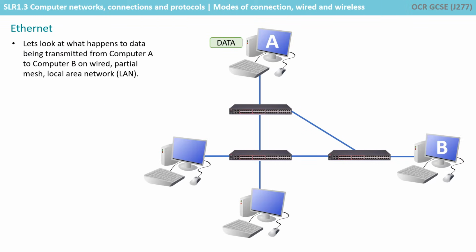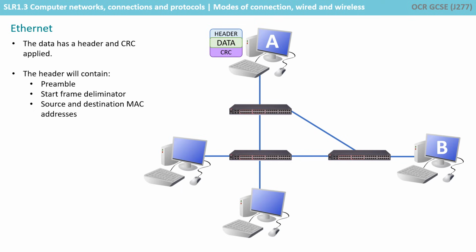So in terms of Ethernet that we spoke about earlier, let's have a look at what happens to data being transmitted from computer A to computer B on a wired partial mesh local area network. The first thing that's going to happen is the data is going to have its header and CRC applied. Now, for the purpose of this illustration, the header includes the preamble, the start frame delimiter, the source and the destination MAC address.